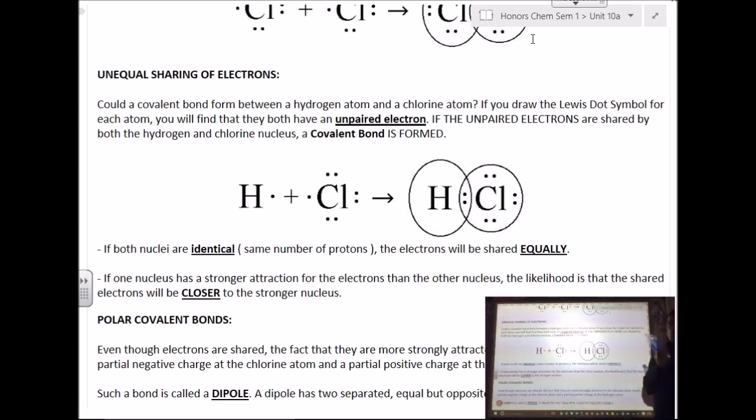Because even though this is my electron and we're sharing it, we're not sharing it equally, and that electron that I was sharing was closer to Luke than me. So he's feeling that electron more so as it gets closer to him. So when we talk about unequal sharing, there's what's called this partial charge.